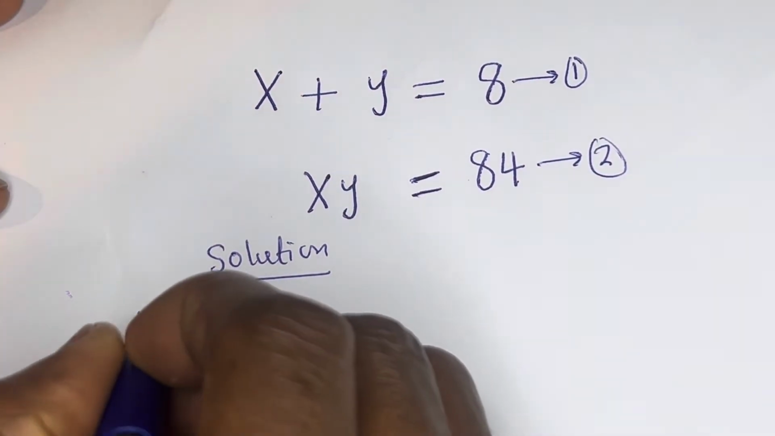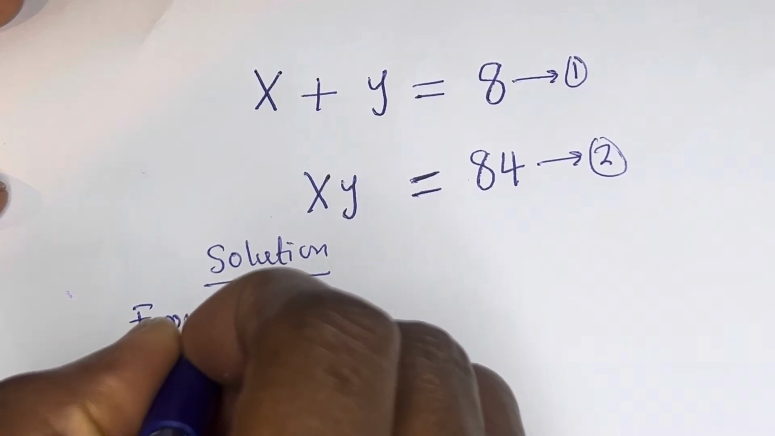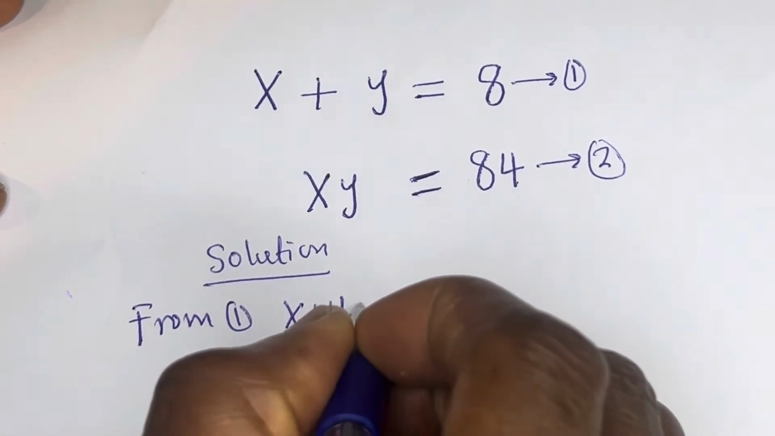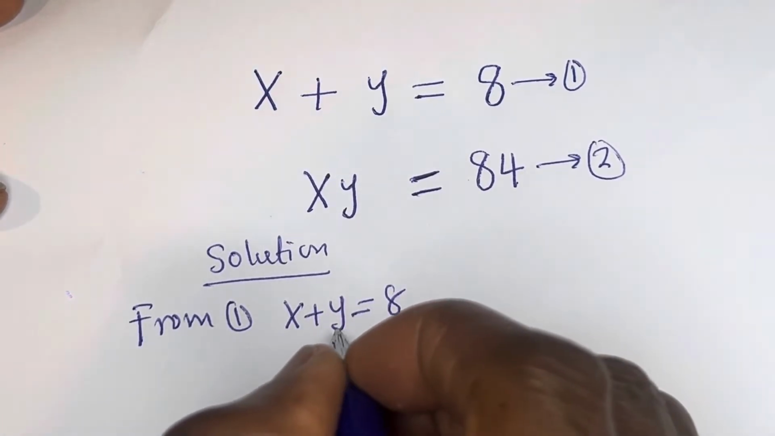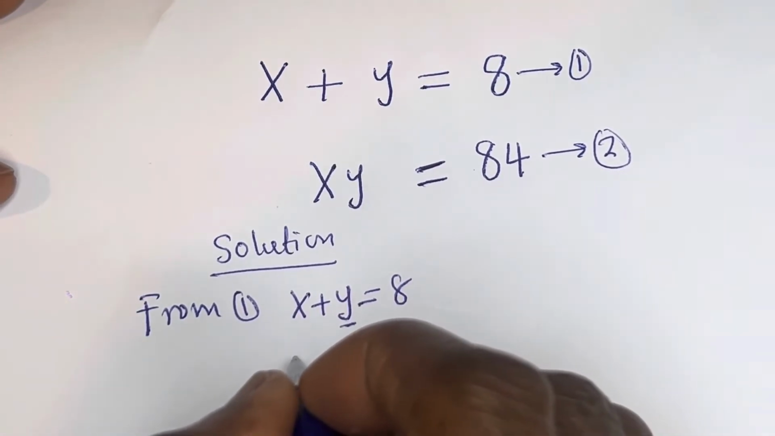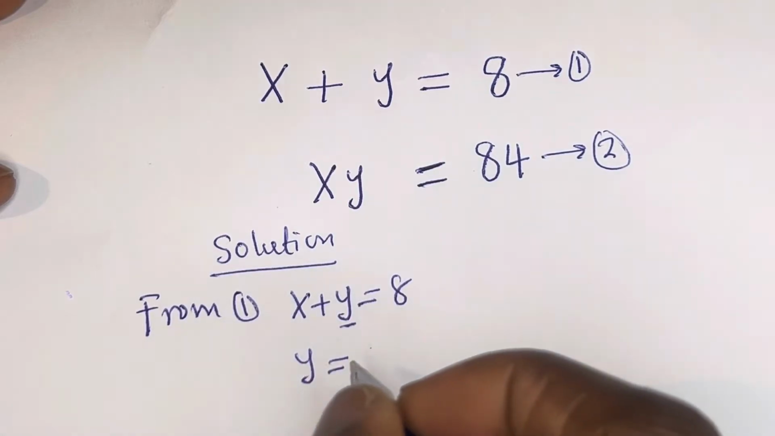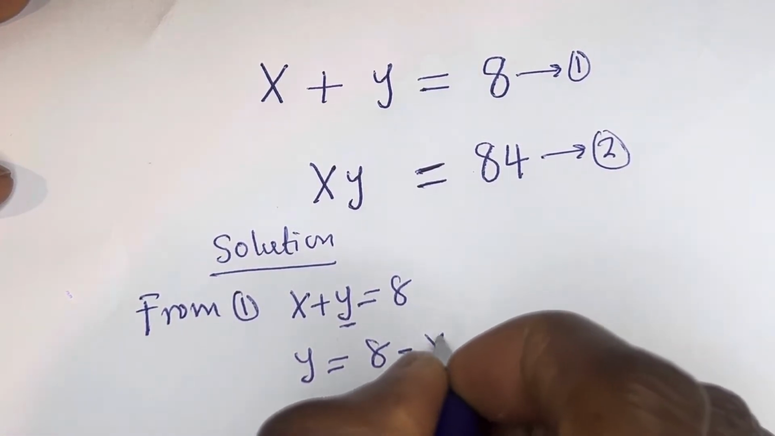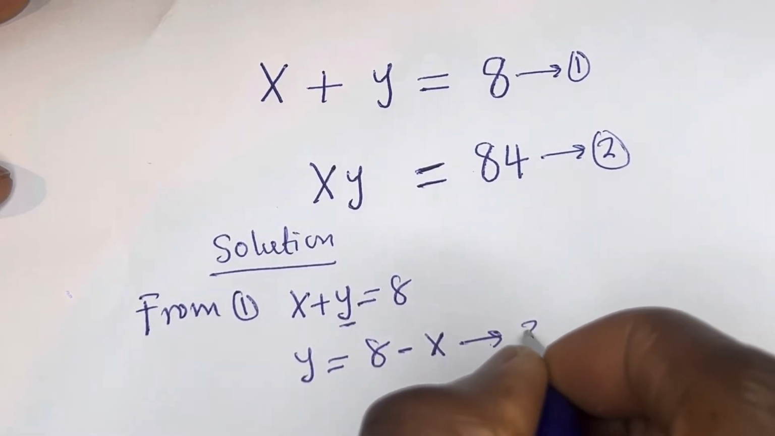Then from equation 1, s plus y is equal to 8. Let's make y the subject of the formula. y is equal to 8 minus s. Let's call this equation 3.